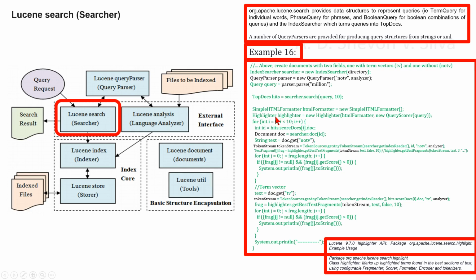The highlight package contains classes to provide keyword-in-context features, typically used to highlight search terms in the text of search result pages. The Highlighter class is a central component that can be used to extract the most interesting sections of a piece of text and highlight them with the help of fragmenter, fragment scorer, and formatter classes.